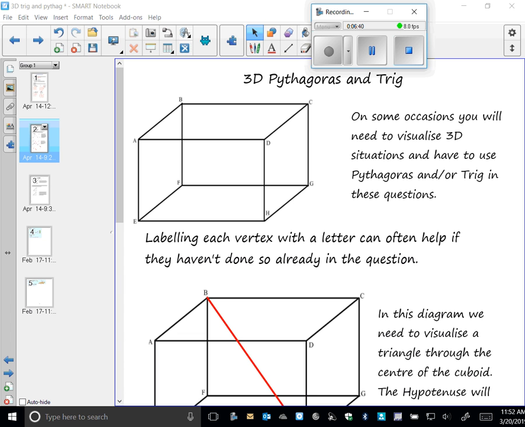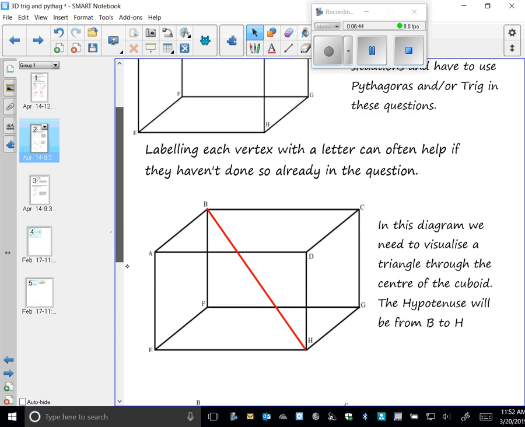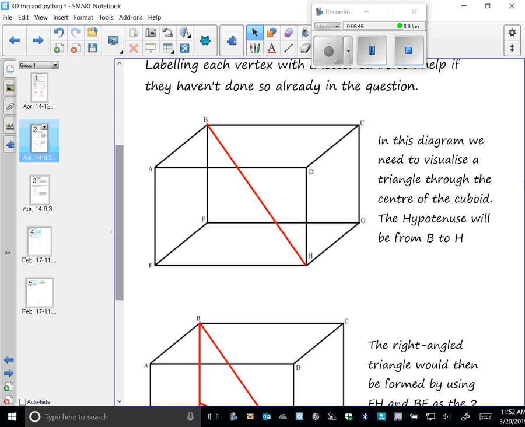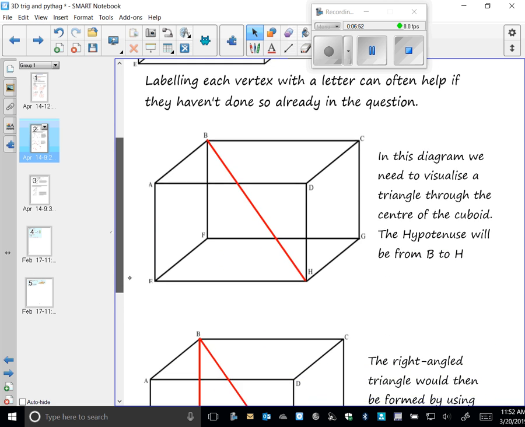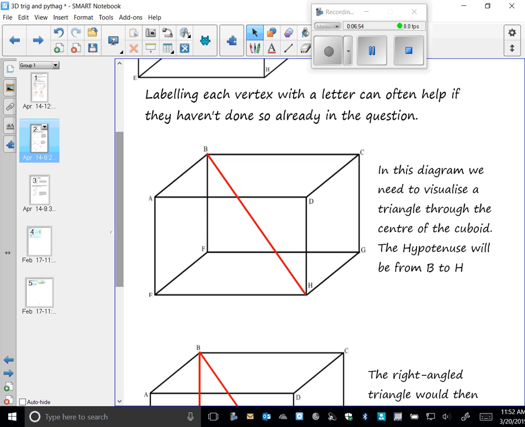So, as I said, labeling each vertex with a letter can often help if they haven't done so already. So here we go. Oh, we haven't even said what the question is. Right, in this question, we're asked to find the length BH.